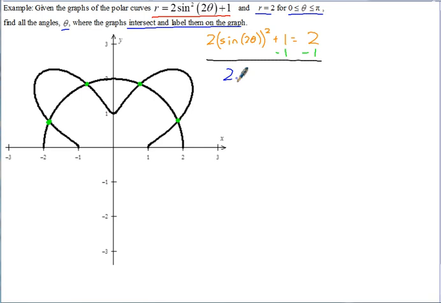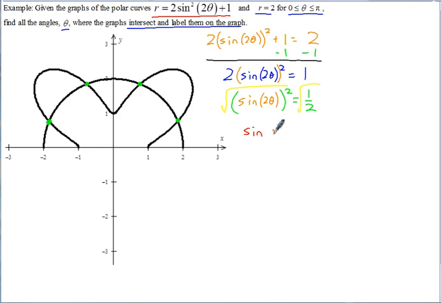Gives you 2 sine of 2 theta squared equals 1. And then divide by 2. So we get, oops, I forgot the parentheses here. So we get sine of 2 theta squared equals 1/2. And then to get rid of the squared, take the square root of both sides.